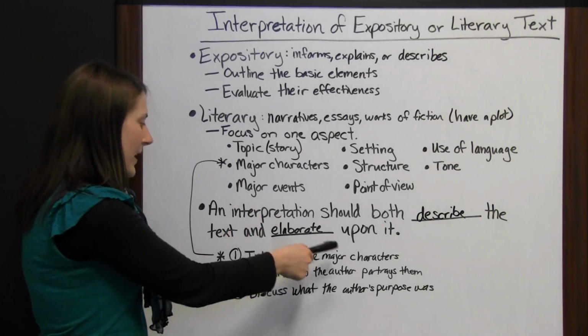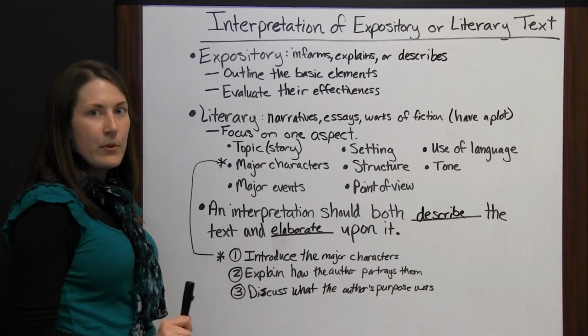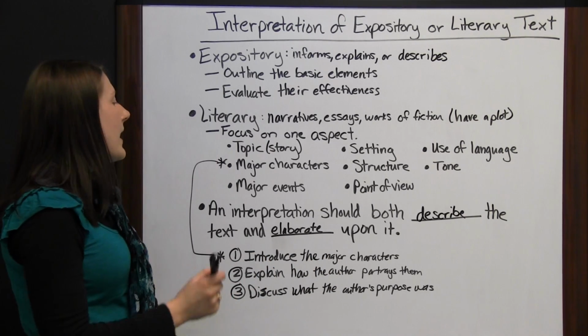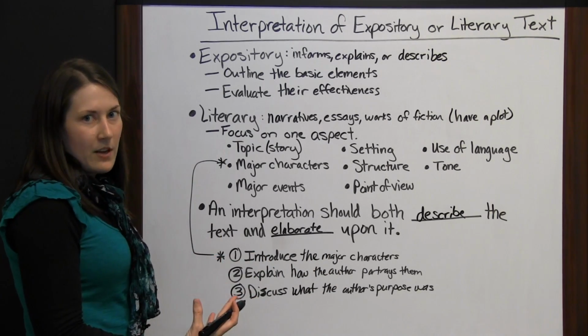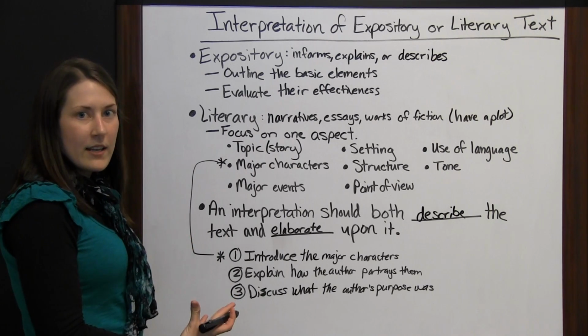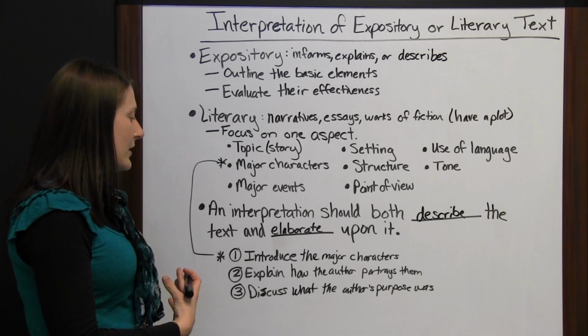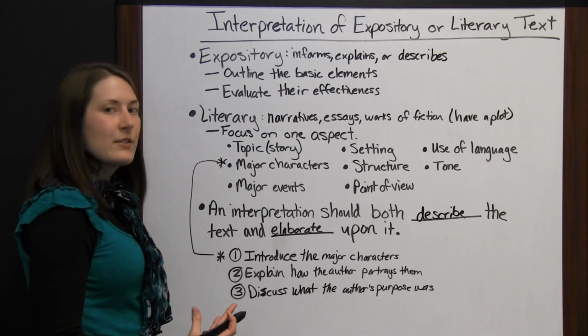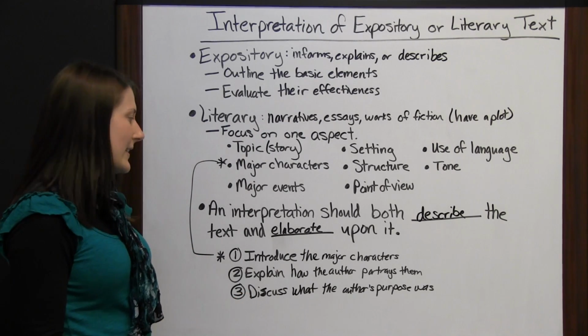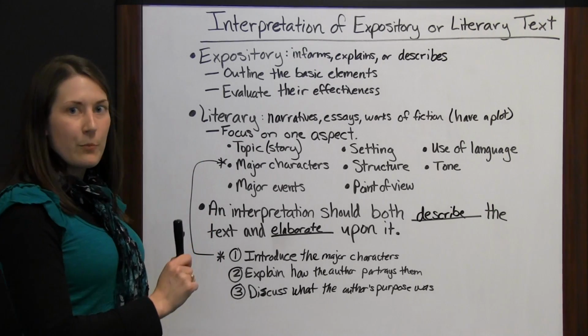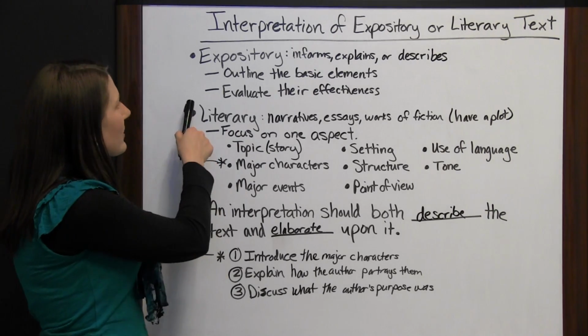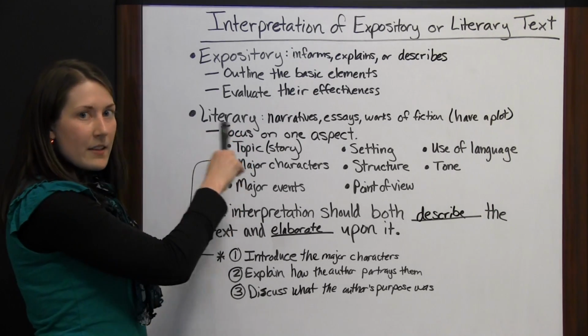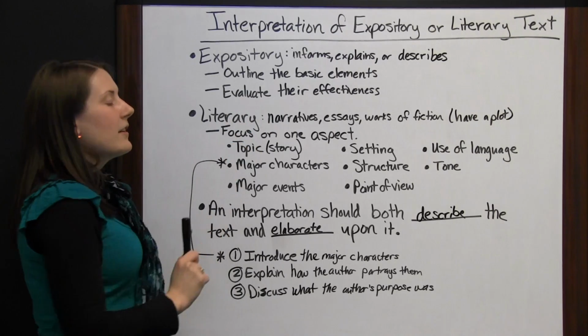So you'll describe everything that the author put in the book about the characters, and then you'll elaborate upon what the author put in there by telling what you think the author was trying to tell, what the author's theme was, what their purpose was for showing characters in a certain light. So when you are interpreting a text, with expository, you want to remember to just outline the basic elements and evaluate their effectiveness.